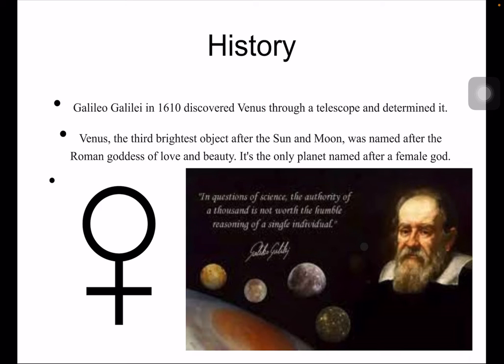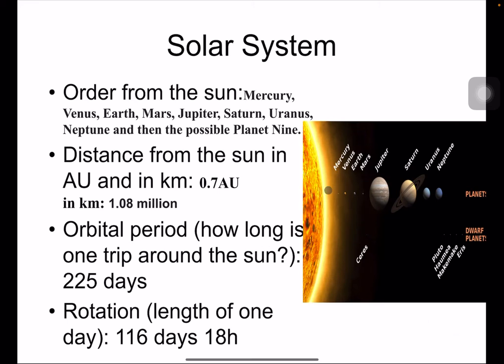Well, the picture on the left side is the symbol of Venus, and the picture on the right side is the person who discovered Venus. From that picture, we can see Venus is the second closest planet to the sun, and the distance from the sun is about 0.7 astronomical units. It's actually about 1.08 million kilometers.